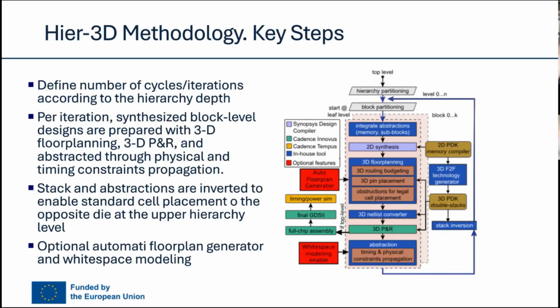Out of that, we generate the complete 3D netlist, and we can do the full placement route. Once we have seen one iteration, we can abstract this step, generating a detailed LEF and LIB file of our block. Then we feed back to the stacking version, we change the design, and we continue iterating. Once we have completed all the iterations, we can just proceed with the full chip assembly and the final GDS.